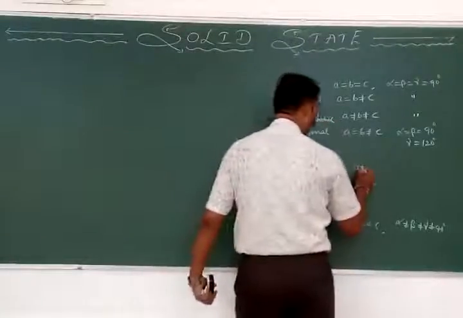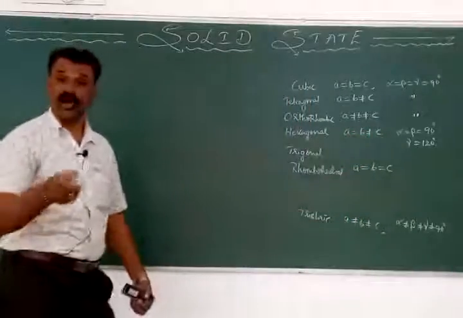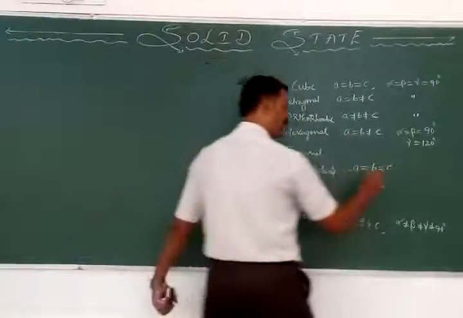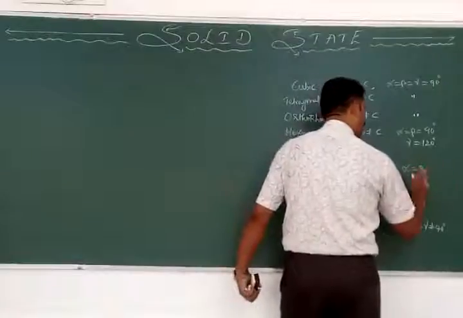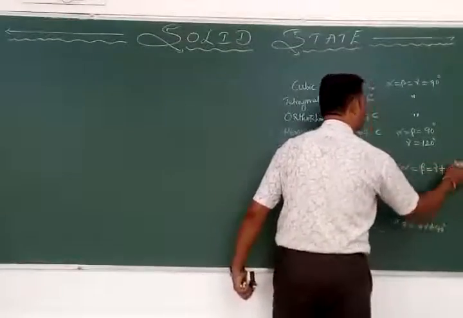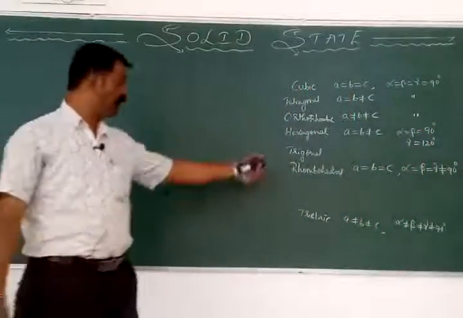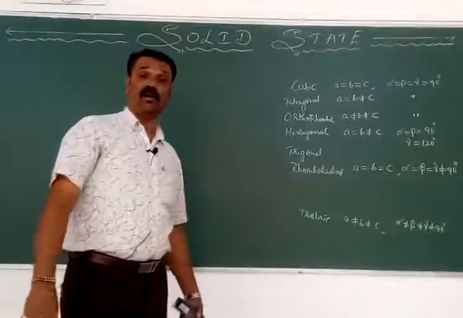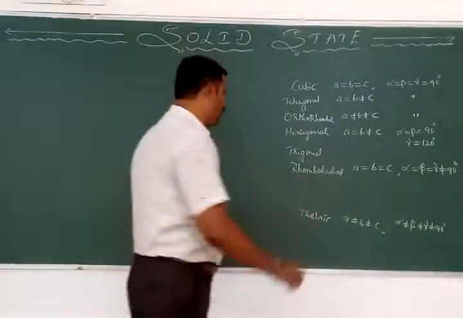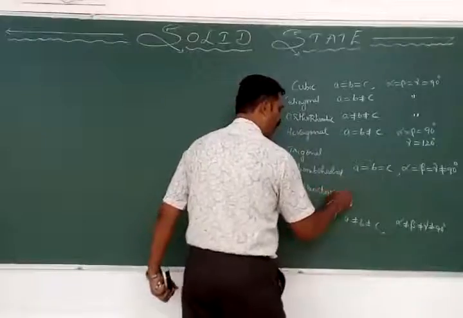Rhombohedral means what? All sides are equal, no doubt, meaning length is equal to breadth is equal to height. And all the angles are also equal, alpha is equal to beta is equal to gamma, but they are not mutually perpendicular to each other, meaning they are not equal to 90 degrees. If that is the case, it is called rhombohedral.